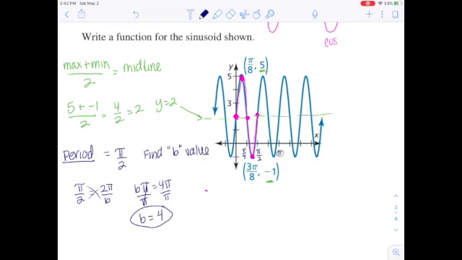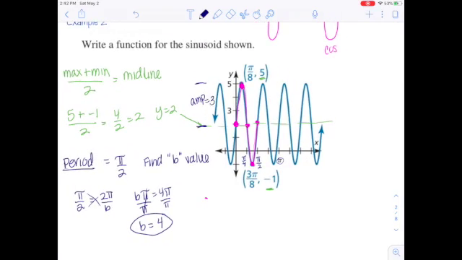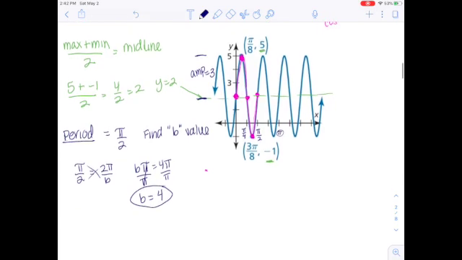Oh, I found the midline, but I didn't actually find my amplitude. Let's go back to that real fast. So our amplitude, the height down to the midline: our midline is 2, count up to 5, so our amplitude is equal to 3. All right, and that's pretty much all we need.